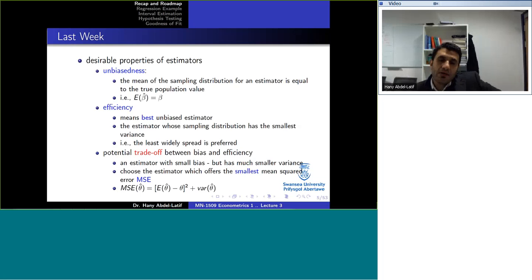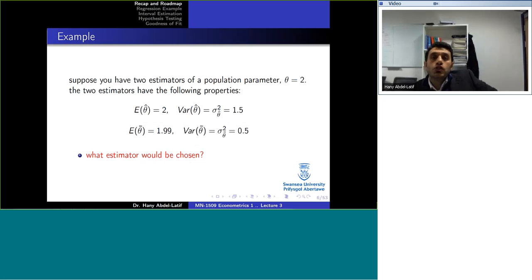We also talked about some occasions where you will have to make some kind of trade-off between bias and efficiency. So sometimes you will have an estimator with small bias but much smaller variance, and in that situation you will use the mean squared error, and I showed you the formula for how to calculate the mean squared error. But what I'm going to do now is show you an example of two estimators.